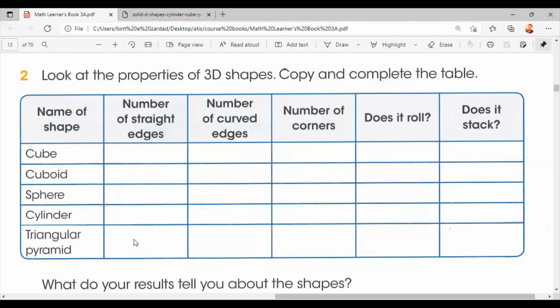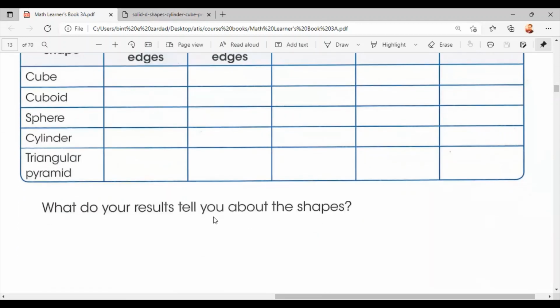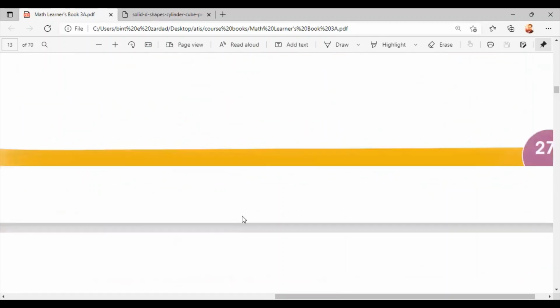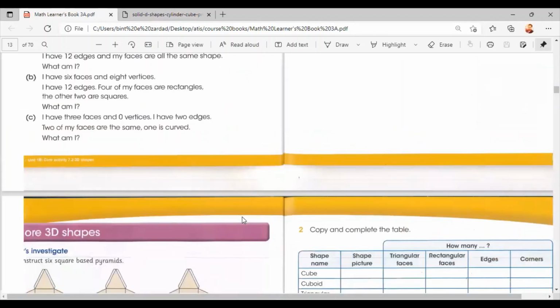Triangular pyramid. What about straight edges? It has 6 straight edges, and the number of curved edges is 0. There is no curved edge. Number of corners, 4 corners. And does it roll? No, it's not a roll shape. And does it stick? You can also say no, it is not stick. Okay, no need to do this. Let's move to the next page.